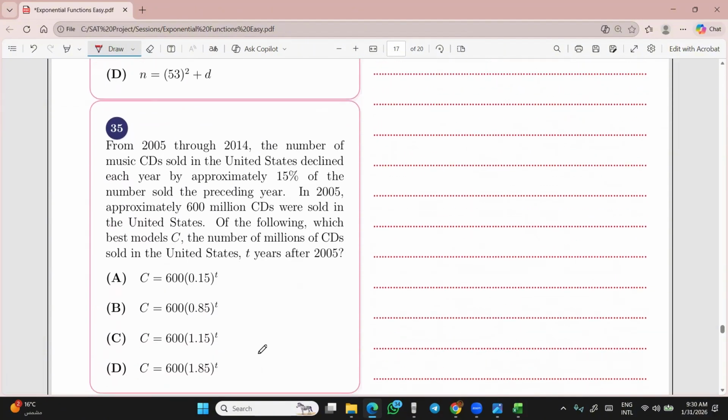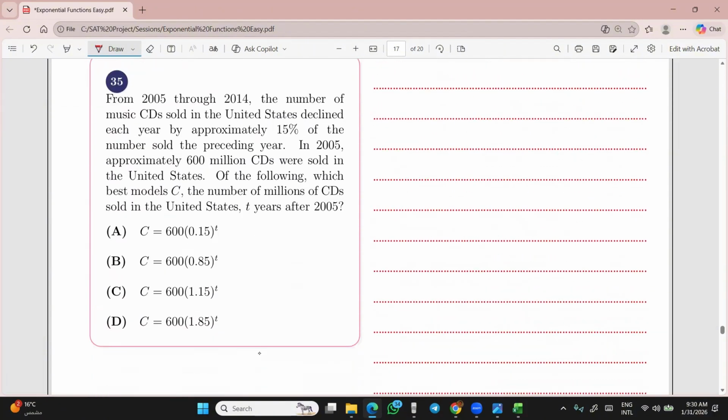Okay, question number 35. From 2005 to 2014, the number of CDs sold in the United States declined. Be careful about this word declined. Declined means decreased. Decreased by 15%, which means 1 minus 15%. If you put this on the calculator or you just think about it in your mind, it will be 0.85. So this 0.85 should be the base, below the exponent.